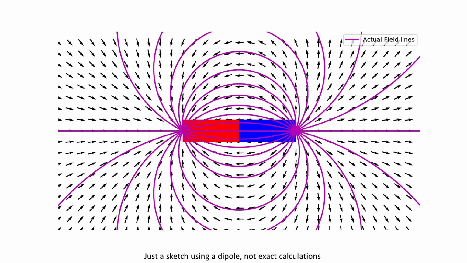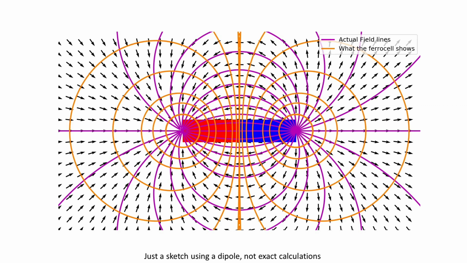A magnetic field line is defined as a continuous line where the direction of the magnetic field is always tangential to the line, like this. Not this.